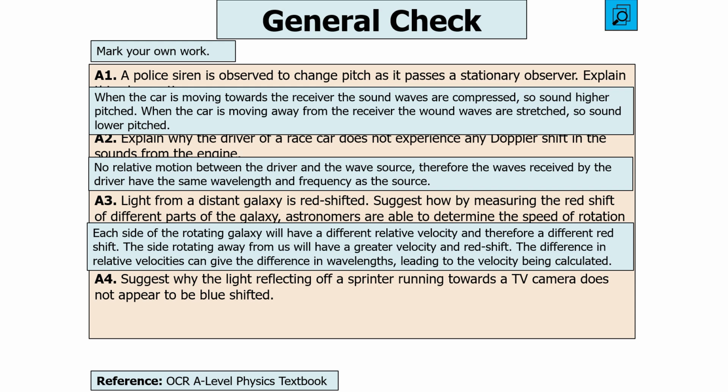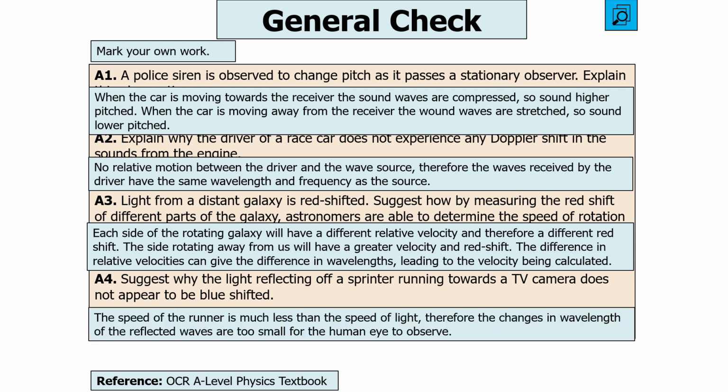And in the last question, remember that the speed of the runner is a lot less than the speed of light, so therefore any change in wavelength of the reflected wave will be extremely small, so therefore the human eye will not detect it.